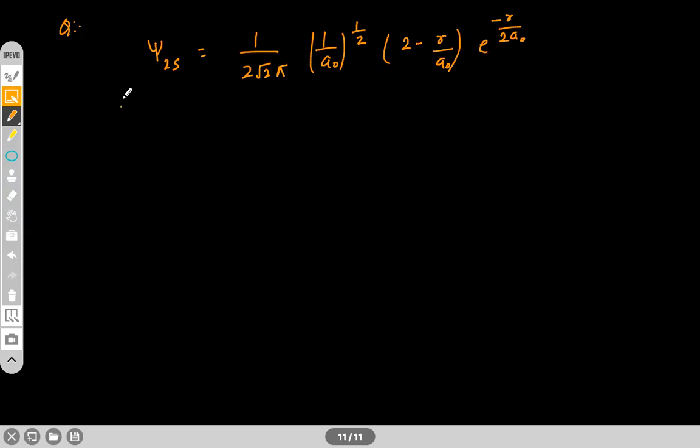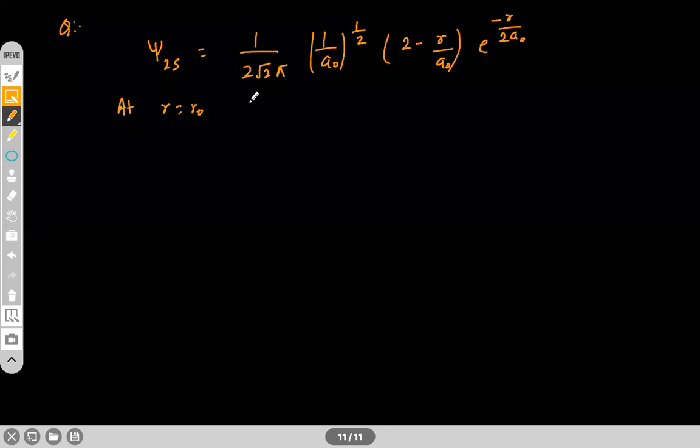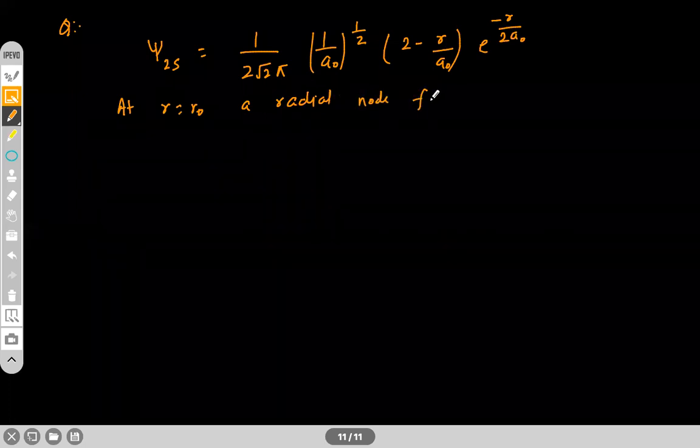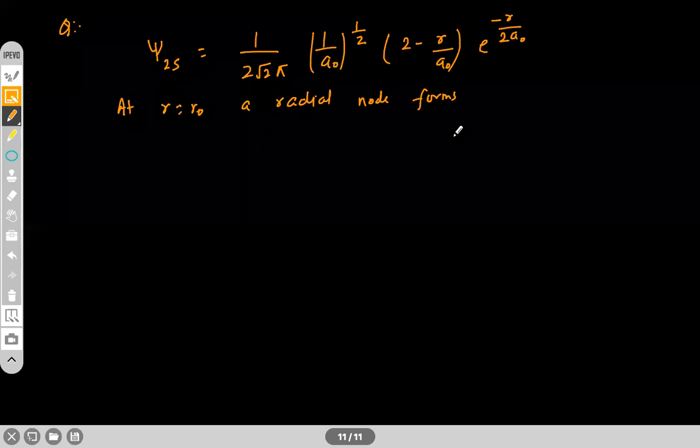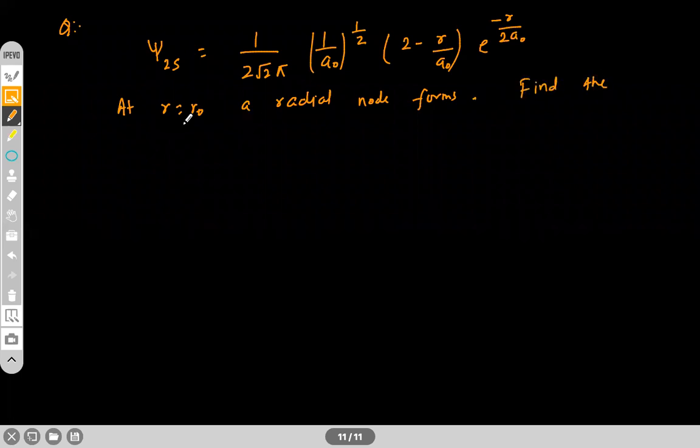right? So at r is equals to r naught, a radial node forms. A radial node forms. Find the relation between r naught and a naught.